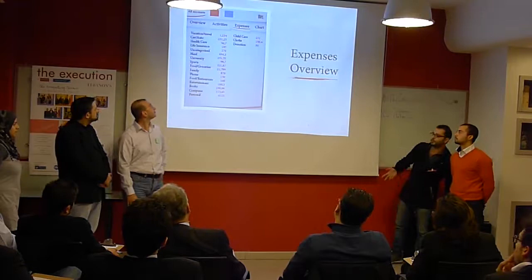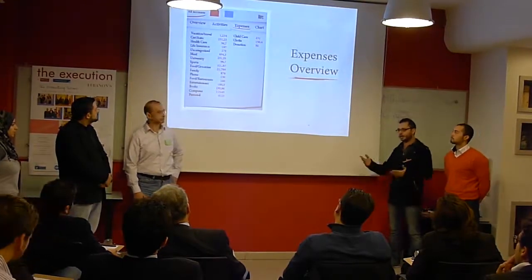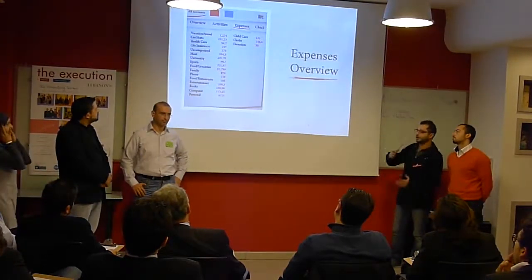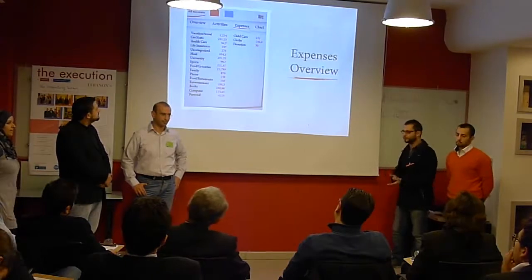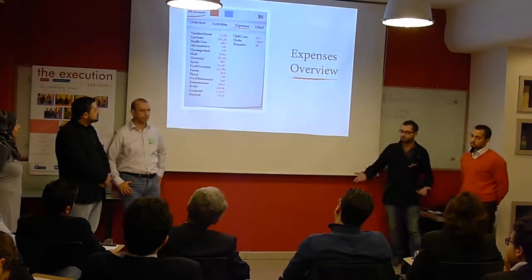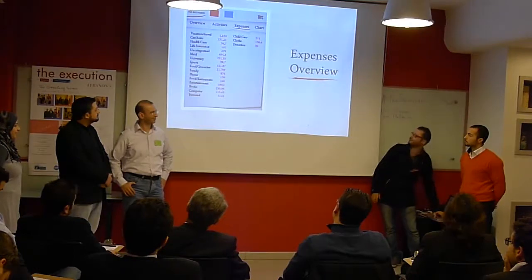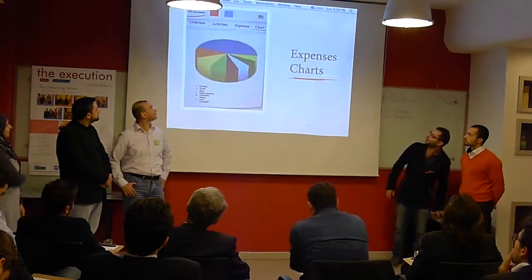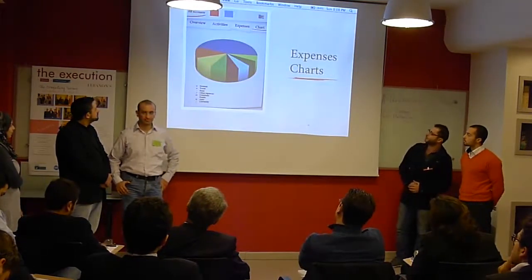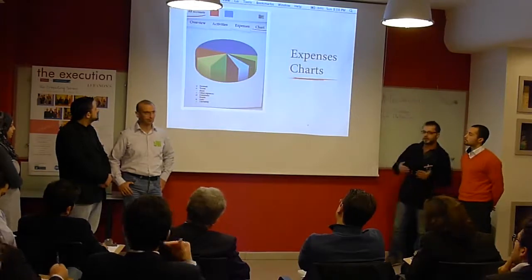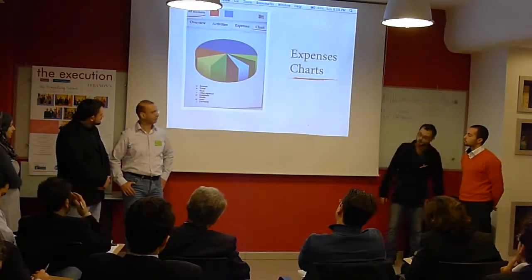The expenses overview is categorized and subcategorized, and you can see how you spent your money in order possibly to watch yourself the next month, for example. We do have expenses pie charts, which are generated from the expenses, and of course they are also categorized.